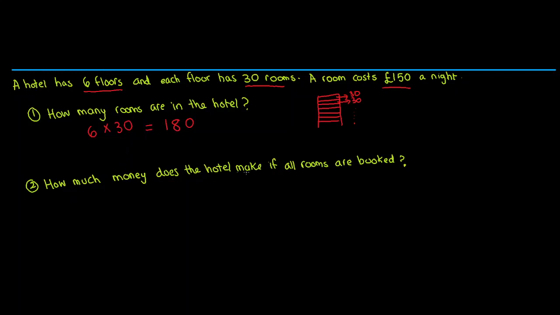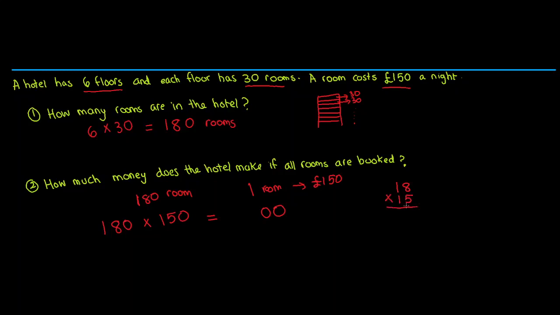How much money does the hotel make if all rooms are booked? Now we know that we have 180 rooms. And we know that each room, one room, costs £150, right? So how much would it cost if we have 180 rooms? All we need to do is 180 times 150. Now, this one's fun because we've got 2 zeros, so we put the zeros down, we leave them here, and then we can do column multiplication by doing 18 times 15.